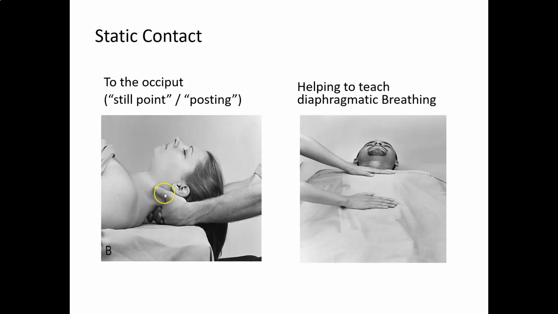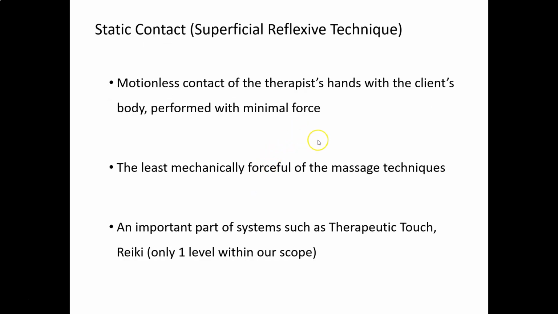Over here on the left, this is a static technique that's used on the occiput. This is known as posting or still point. Still point comes from craniosacral therapy. It's a term they use: you literally put your hands underneath there, have the occiput sit on the pressure of your hands, and you don't move. You just use the weight of the head to help stimulate a reflexive reaction through the sheer fact of posting. So it's motionless contact of the therapist's hands with the client's body, performed with minimal force.